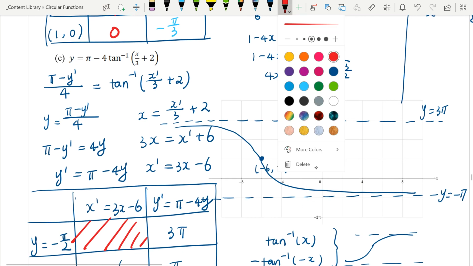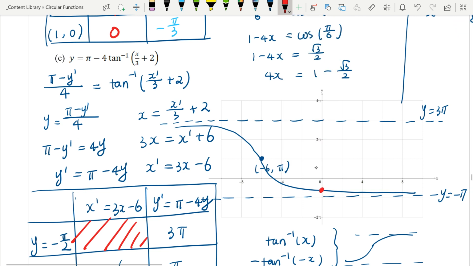The y-intercept is easy. That's (0, pi minus 4 tan inverse 2). That's it. That's the exact form. Just sub x equals 0 in. I can't do much about it. What's tan inverse 2? I don't know that.